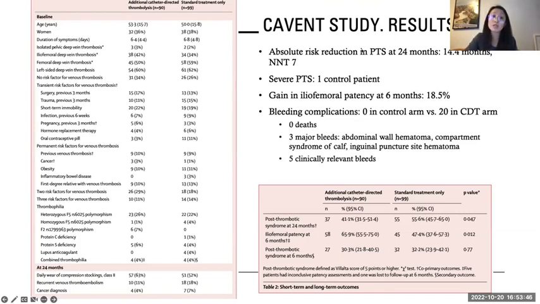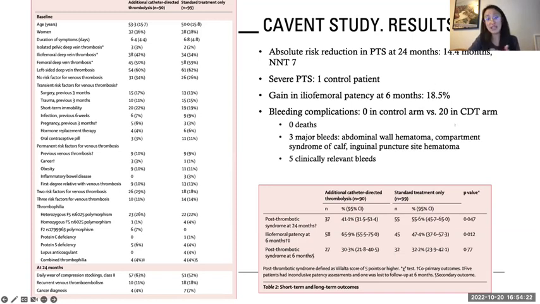So quite high burden of thrombophilia in these populations. In terms of the actual results, that's shown on this table here, there was also in this trial an absolute risk reduction of PTS at 24 months of 14.4% with a number needed to treat of 7. So that's actually quite good still. And severe PTS was only one patient, and that was in the control arm. There was also an 18.5% increase in iliofemoral patency at 6 months in the catheter-directed thrombolysis arm.